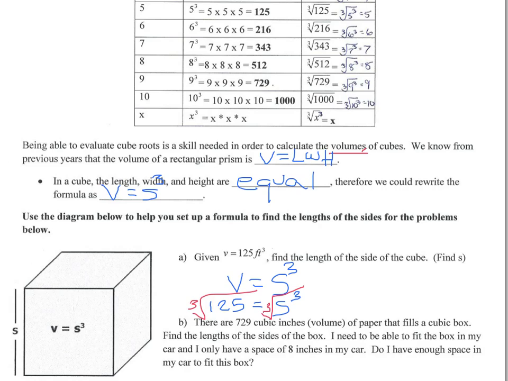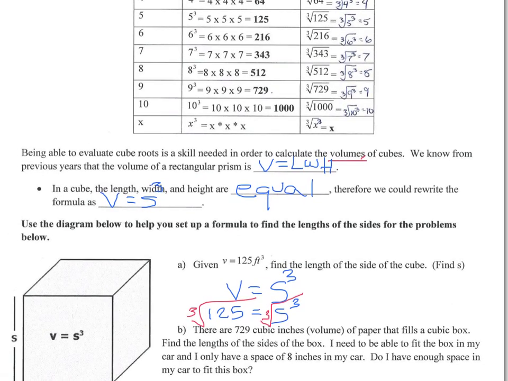So I can just write S equals 5. So that's the length of the side. Now, hopefully you noticed I forgot units. It's feet because the volume was in cubic feet.